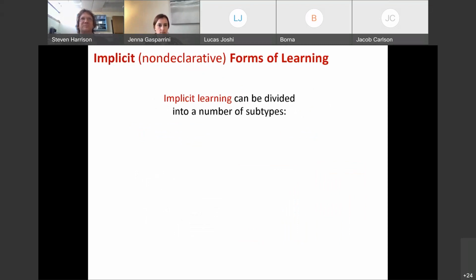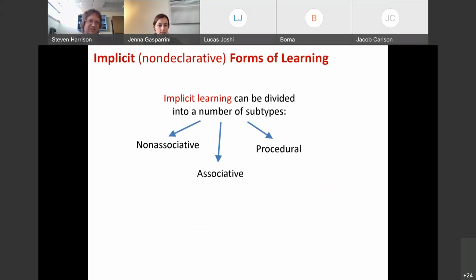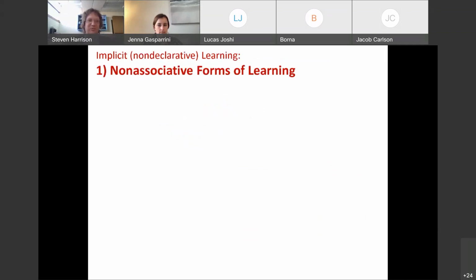Okay, so we've got this notion of implicit learning. Implicit learning can be divided into a number of subtypes: non-associative, associative, and procedural implicit learning. I'm sure you've come across this stuff before, maybe even in intro classes in undergrad, but we're just going to touch upon them briefly to make sure that we are on the same page. Okay, non-associative forms of learning.